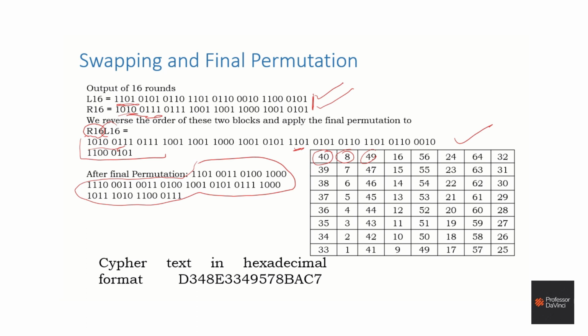Once you get the output of the final permutation, convert this to hexadecimal. We get the hexadecimal ciphertext. So this is how the DES algorithm works.